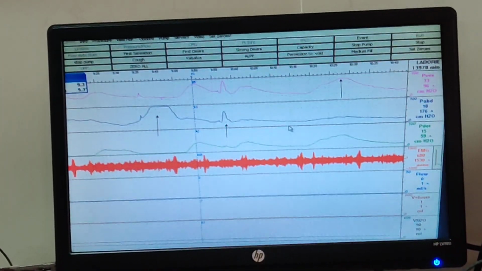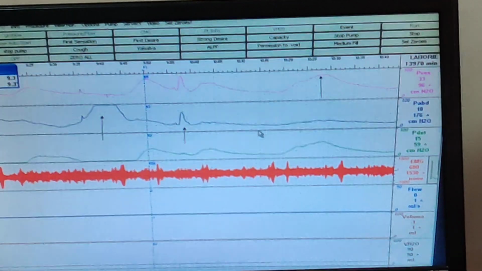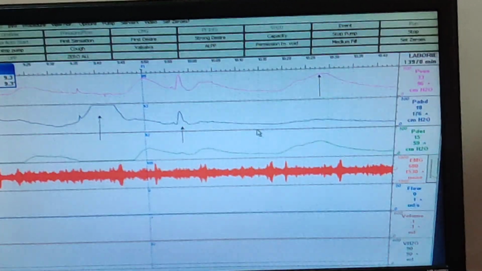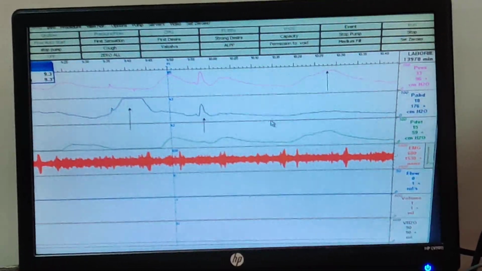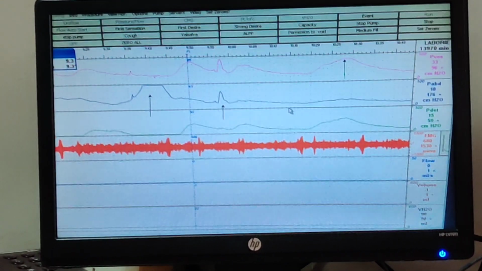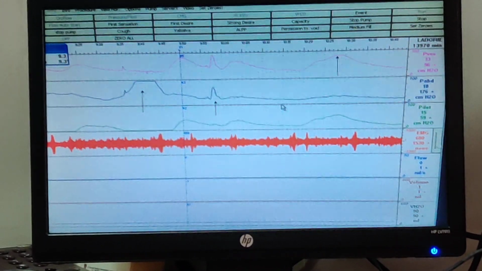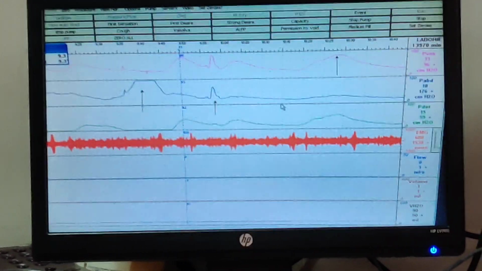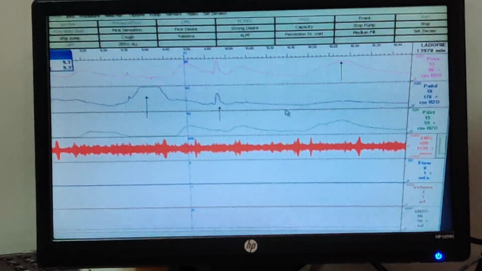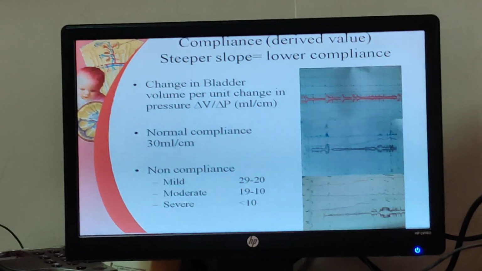And there is a third deflection. Actually, there are two deflections seen on the vesicle line. They are the true contractions, vesical contractions. They are not an acute curve, but they are a smooth curve. They are not reflected in the P abdomen, which is a rectal line. So they are the two true detrusor contractions, which is also reflected in the P det. So we should be able to understand and differentiate these two curve points.